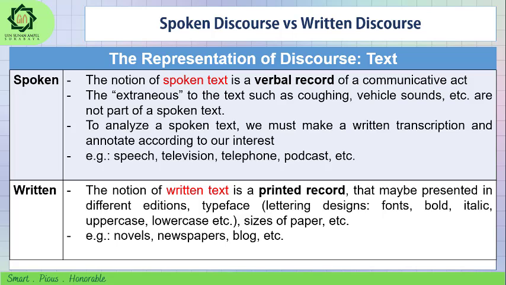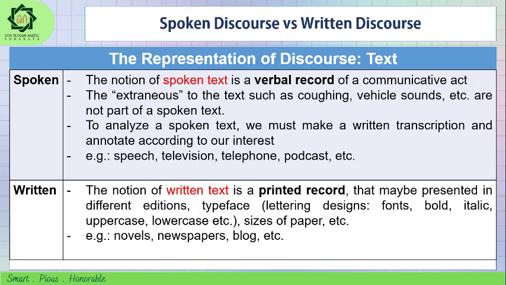The next is the representation of discourse, which is the text. So text is not only written because there is a spoken text too. The notion of spoken text is a verbal record of a communicative act. So the notion of text here is something that is recorded. There is a record of the text or the discourse that is spoken or written.